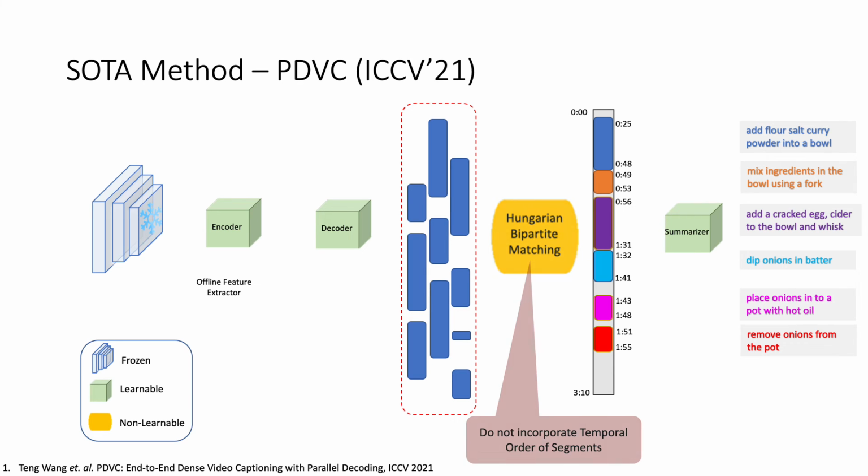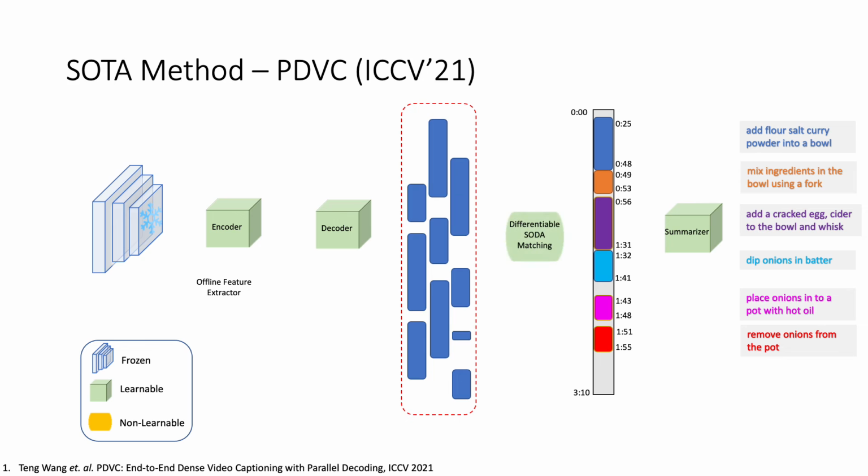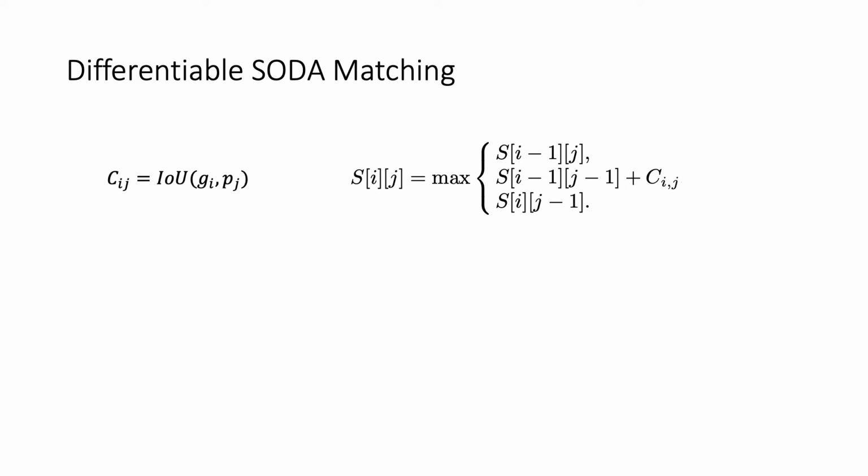To improve the performance, we propose to replace the Hungarian matching algorithm with our matching algorithm used in the evaluation metric. Additionally, we propose the differentiable version to train the pipeline in end-to-end fashion.